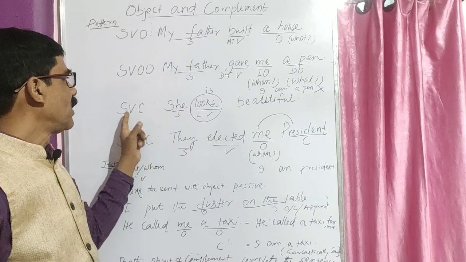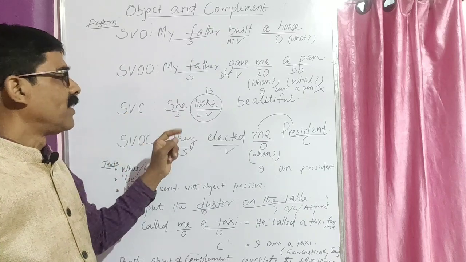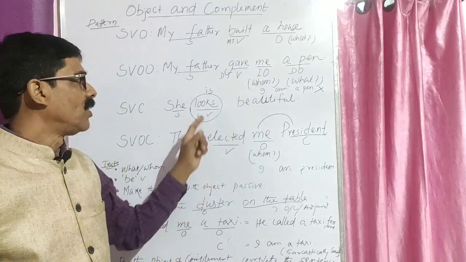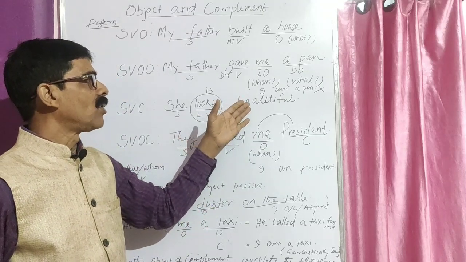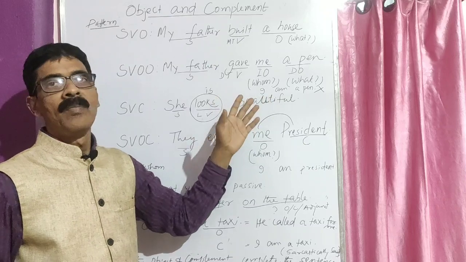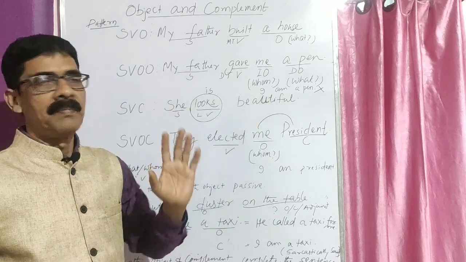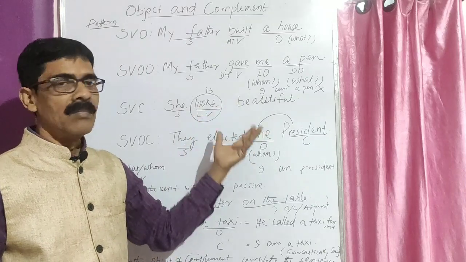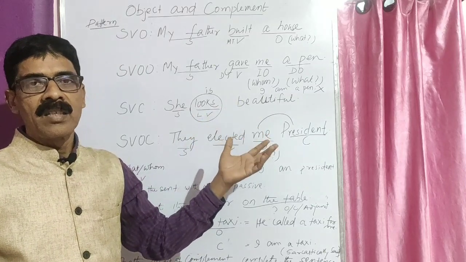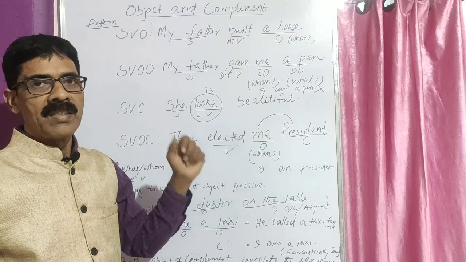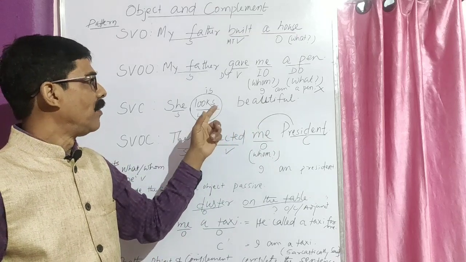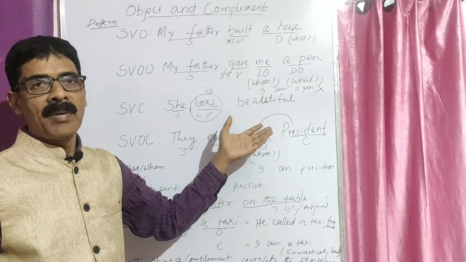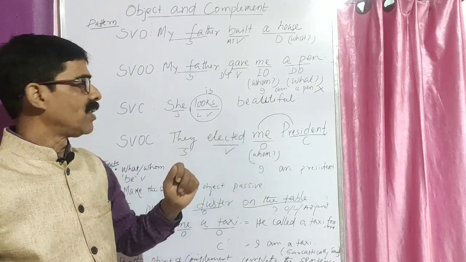Now you come here, SVC. The example is she looks beautiful. So here the answer to the question what and whom will not come. She looks what? She looks whom? We cannot get any answer to this question. So how can we know that it is an object or complement? So there is another test.